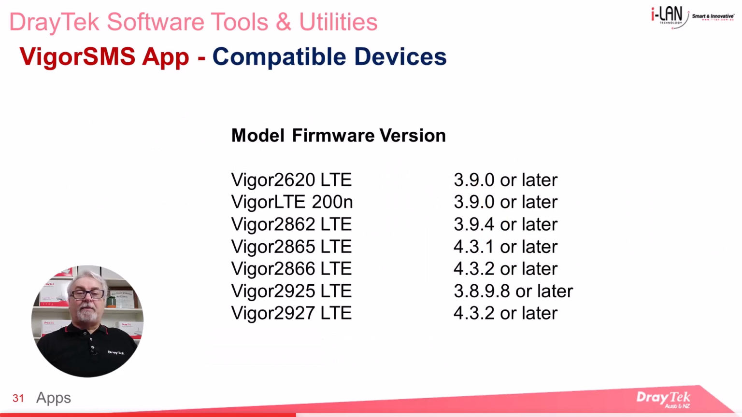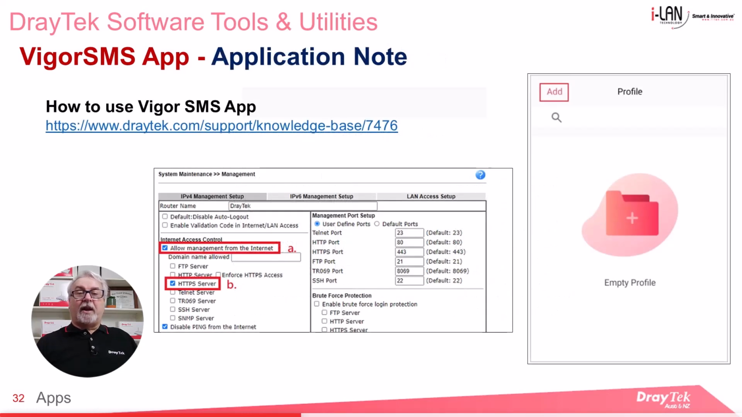The VigorSMS app can be used with current and previous model LTE routers shown in this list. An application note is available in Knowledge Base Article 7476, which covers the steps required to set up the router to allow you to use the SMS app. I'll include a link to that in the description below.